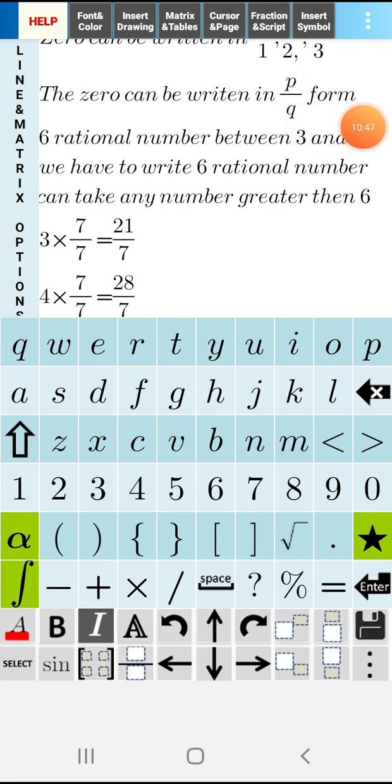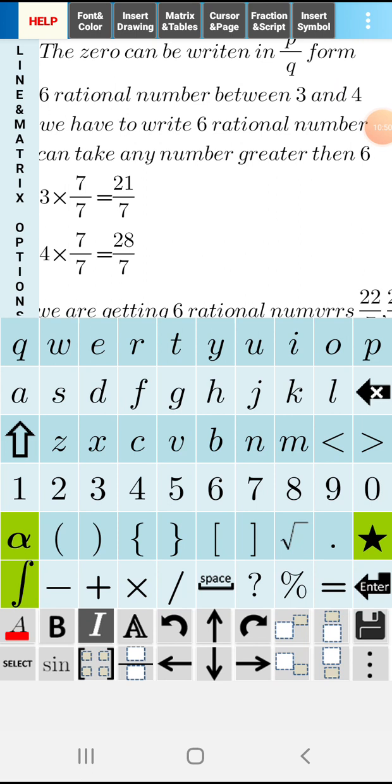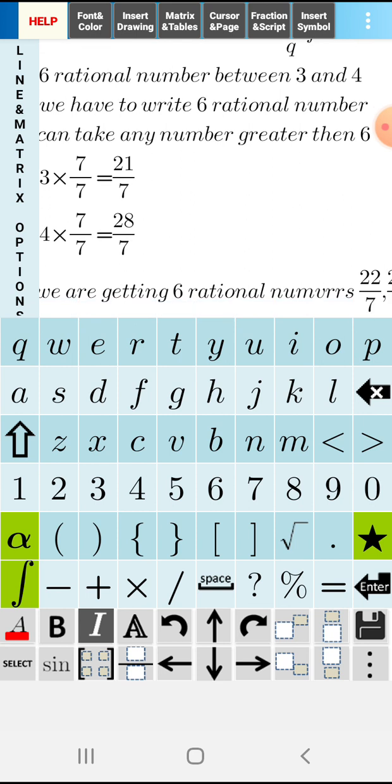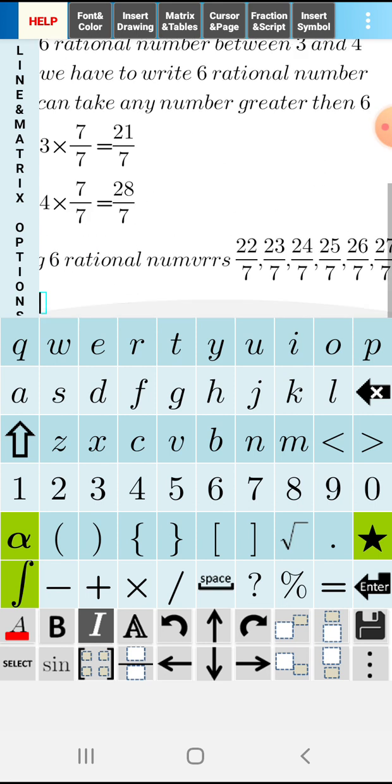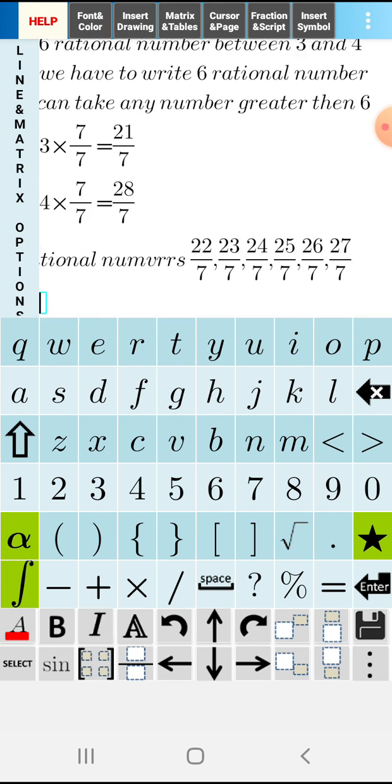Any number you take. If you take 8, 24 and 32, you were getting, when you are leaving the first number, that 24 and 32, you are getting 6 rational numbers only. You can take any number, but if you take less than 6 or 6 only, then you are not getting the answer. So if they give a question like this in your final exam, remember this.